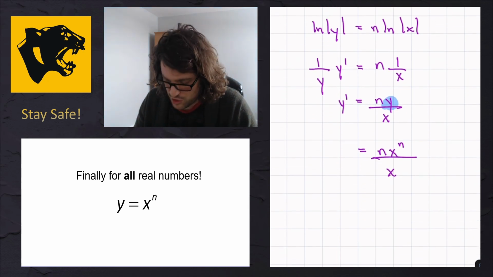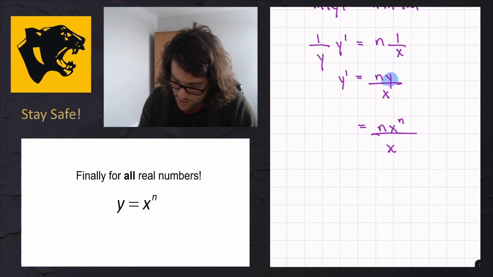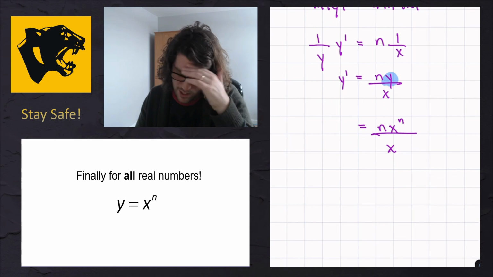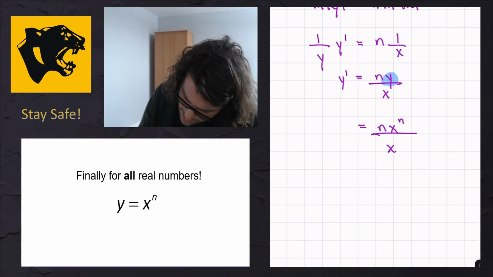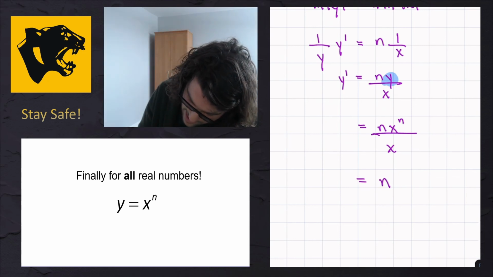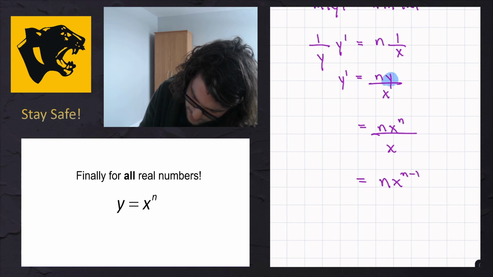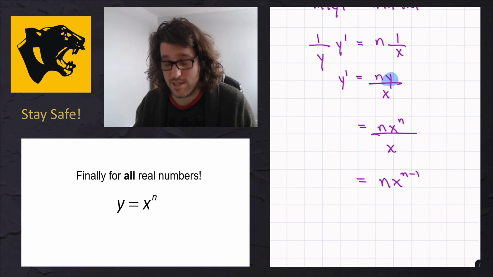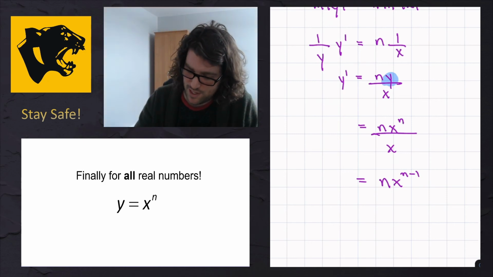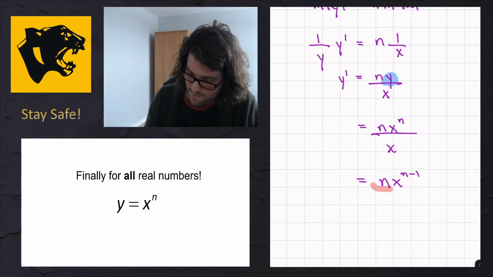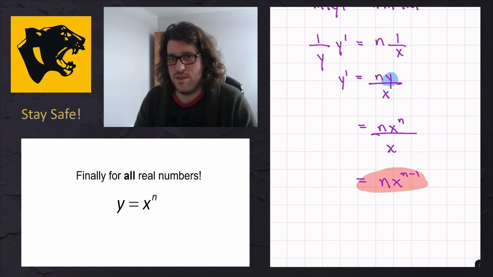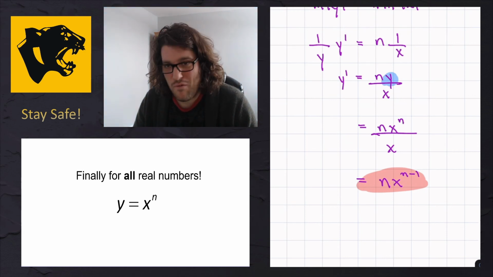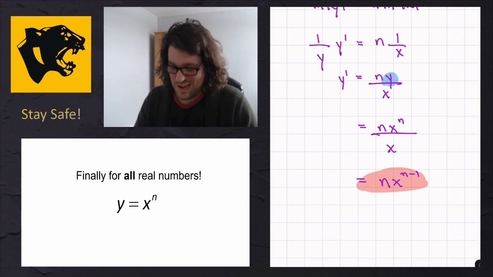So we have a division of two bases that are the same. The denominator is basically an x to the 1. So we can say that this is n x to the n minus 1. And that should look really familiar because that's the power rule. And now that's properly done for all real numbers, including if the x value is negative.